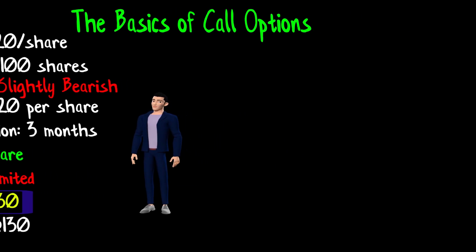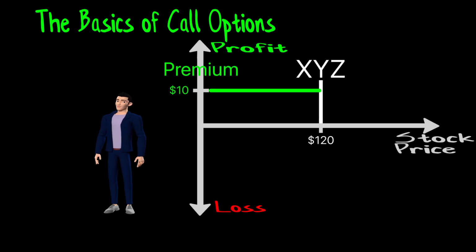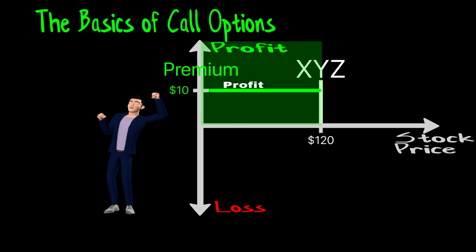Okay, let's move over to the option payoff diagram. If the stock stays below $120 at expiration, Brad will be in the green zone and keep his max profit of $10 per share that he got paid up front. So if the stock goes down or even stays flat, Brad makes his max profit.